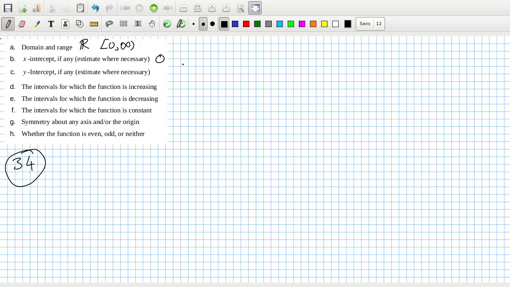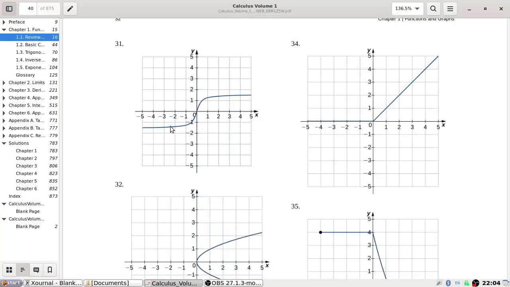So I want to be a little bit fancy and say all values of x where x is less than or equal to 0 is an intercept. And the y-intercept, that's definitely only 0. Function is increasing from 0 to infinity, decreasing never, constant from -infinity to 0.